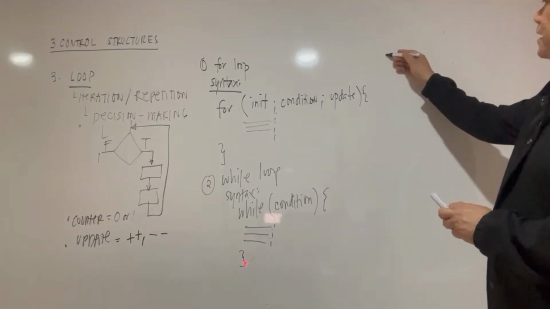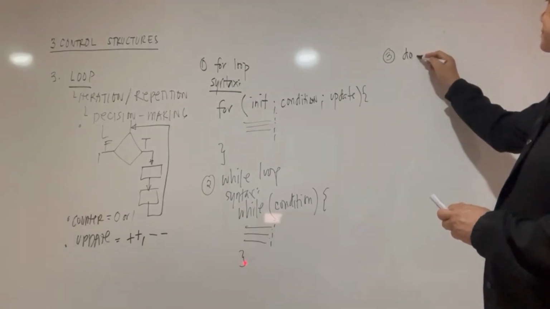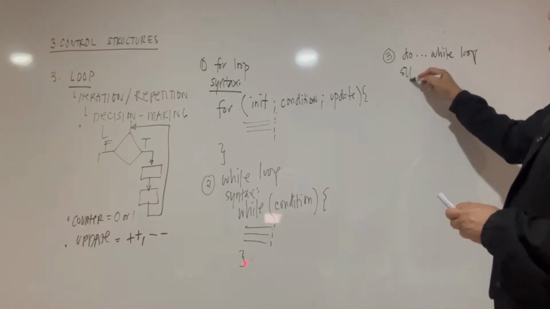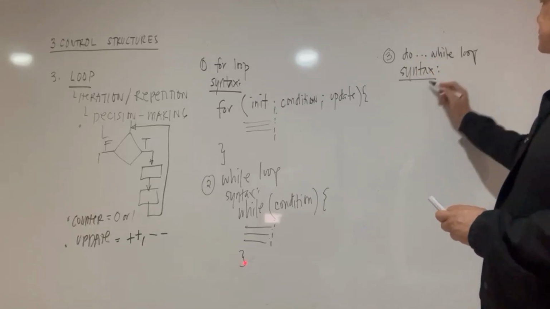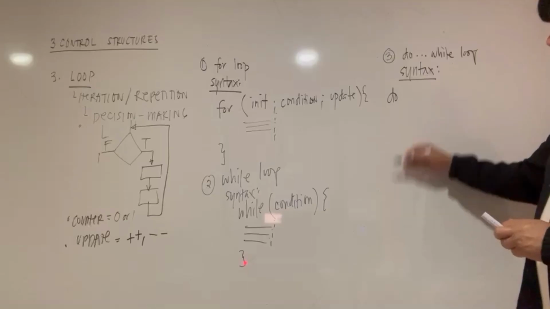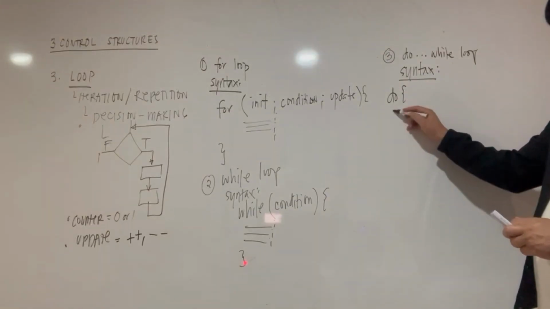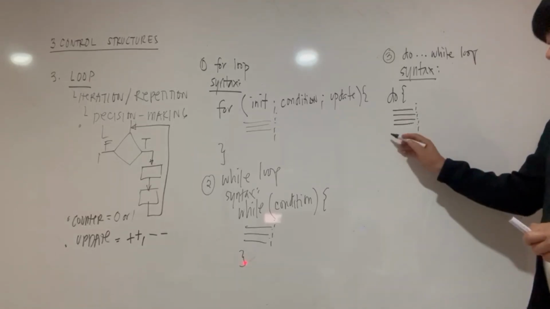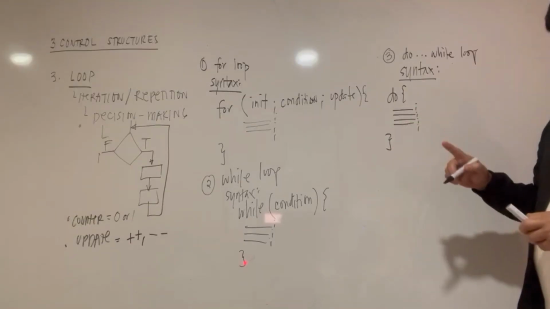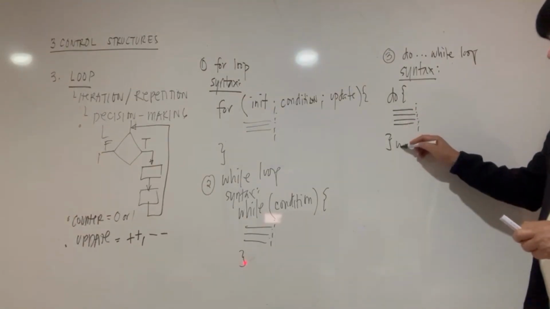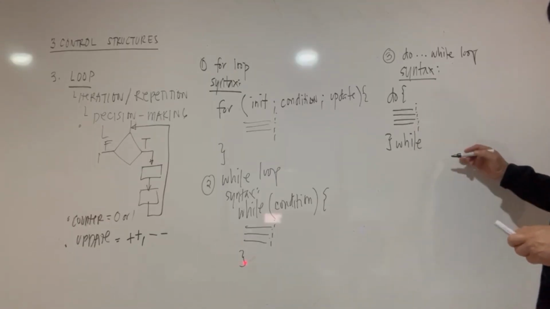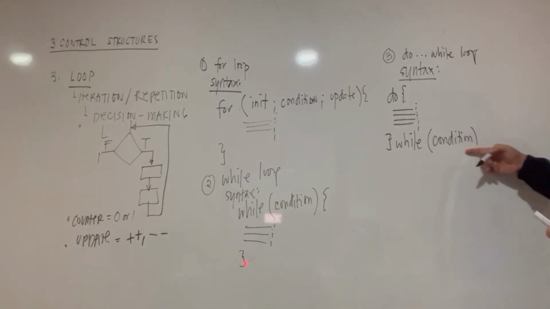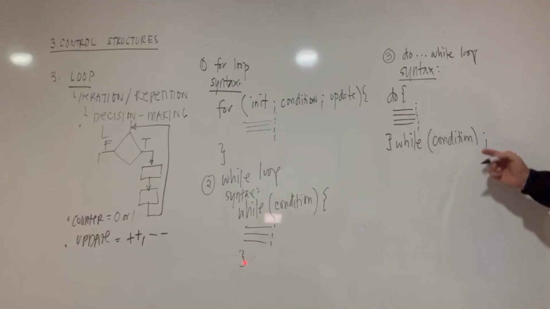Then the third one is the do while loop. So we have there the syntax. So do the following. So you have there begin, and then statements. So whatever statements inside the do while will be executed. And then this end curly brace, followed by the while reserved word, and then the condition. So whatever condition inside, then followed by semicolon.